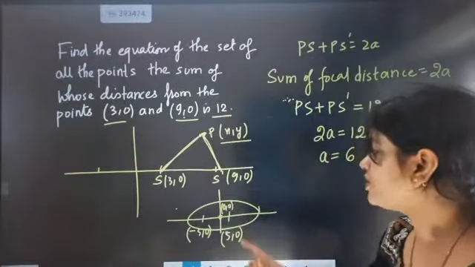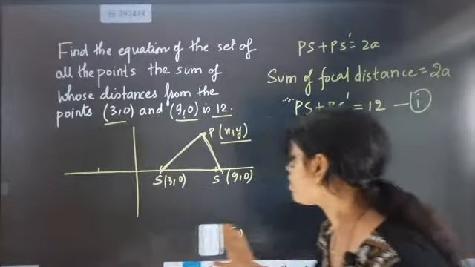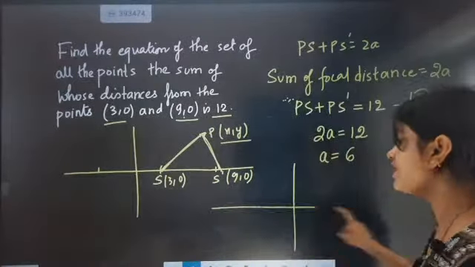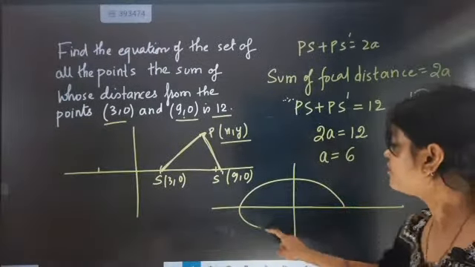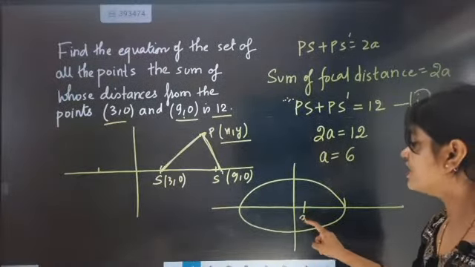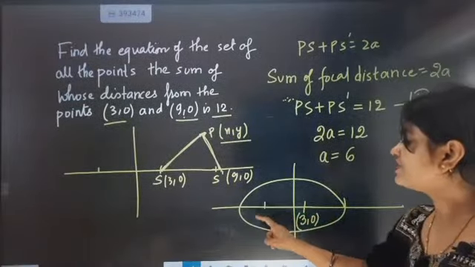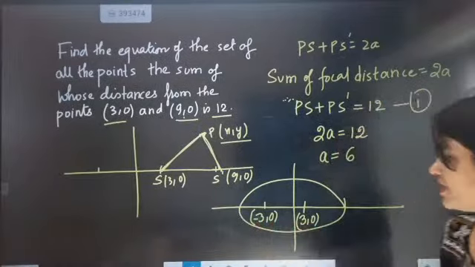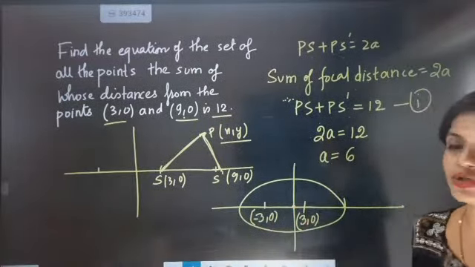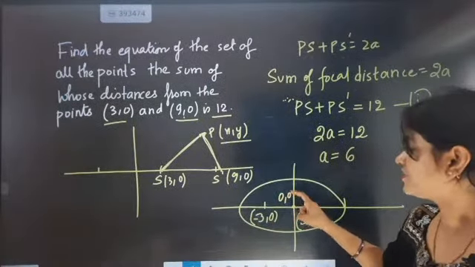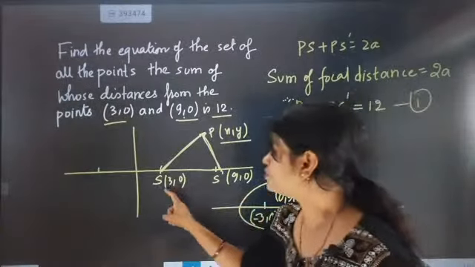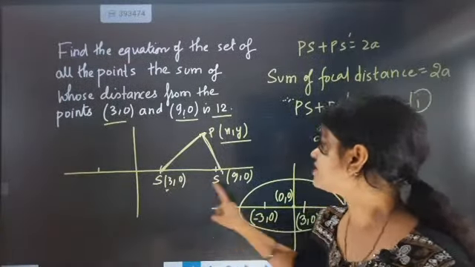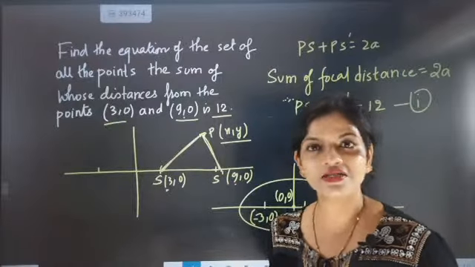This is a very important point to pick: when we talk about an ellipse, we are always writing the same focus values, like 3, 0 and then minus 3, 0. When the values are the same, one thing is for sure, that the center is at the origin. But here the values are not the same. Here it is written as 3 and 9.